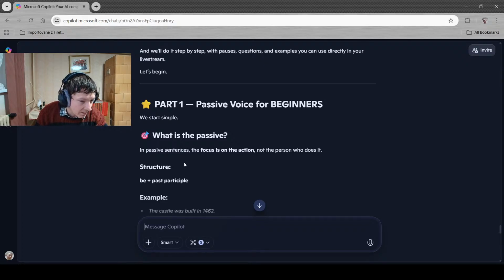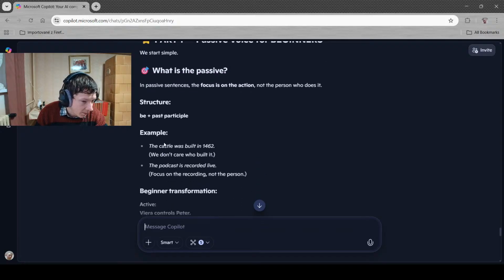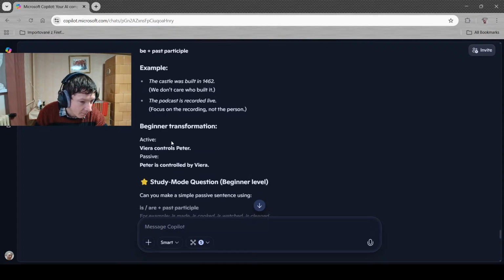In passive sentences, the focus is on the action, not the person who does it. Structure: be plus past participle. Example: the castle was built in 1462. We don't care who built it. The podcast is recorded live. Focus on the recording, not the person. Beginner transformation. Active: Viera controls Peter. Passive: Peter is controlled by Viera.